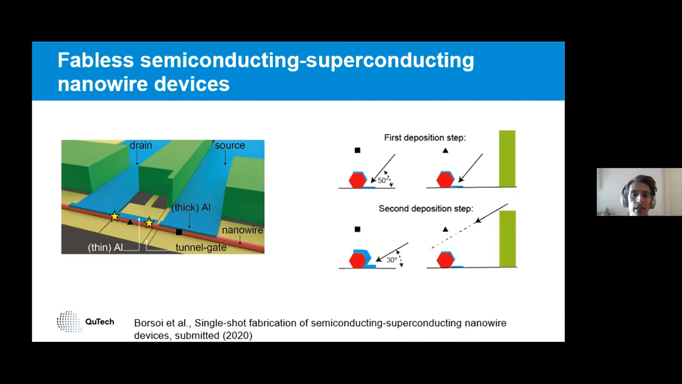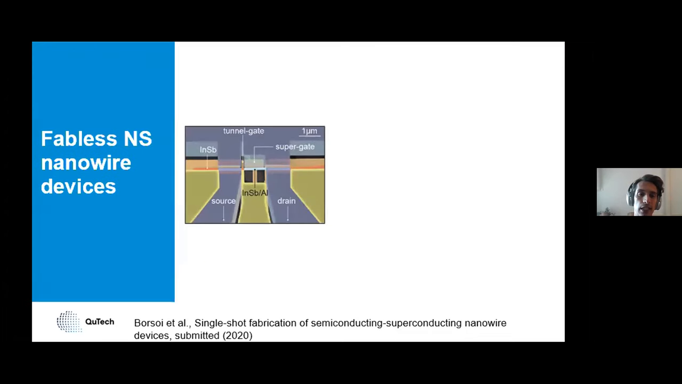First, we deposit a thin layer at 50 degrees with respect to the surface, where at the position of both the square and the triangle the aluminum essentially lands. And secondly, we go for a smaller angle, 30 degrees, covering only the leads with a thicker layer of, let's say, 30 nanometers. So our real device looks like this.